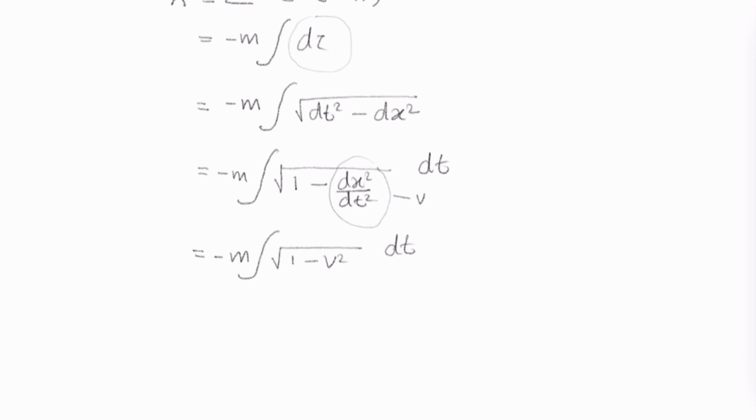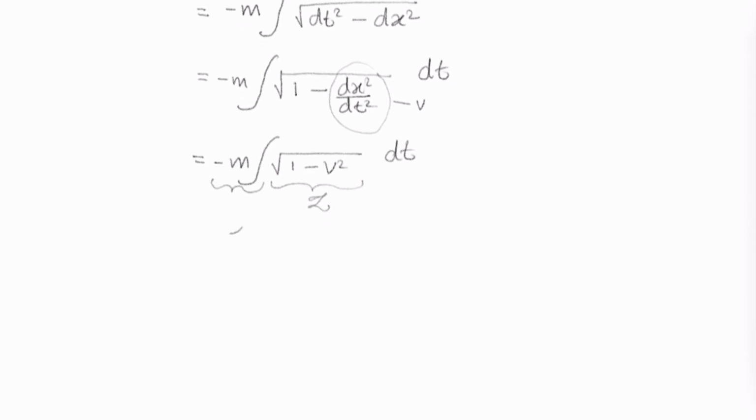One minus v squared. So this is the Lagrangian. We can define square root of 1 minus v squared as the Lagrangian, but the convention is we define the Lagrangian as minus m times square root of 1 minus v squared. Minus m once again doesn't make any difference. So it's the convention.